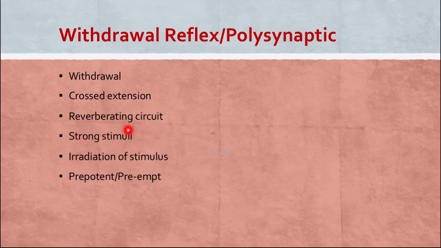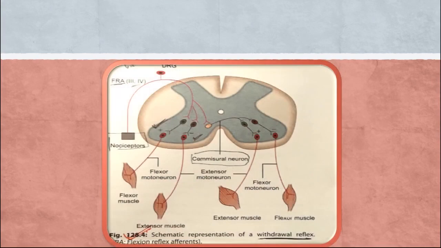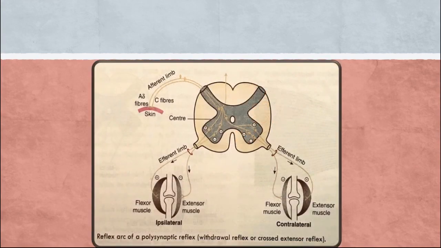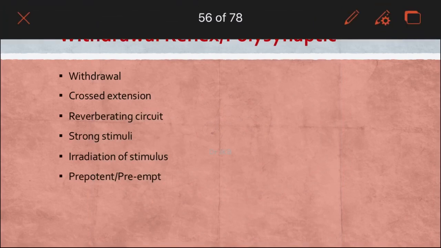First and foremost, it should be a strong stimulus, and that stimulus, though it is strong, needs to be irradiated, meaning spread out to the neighboring synapses. Okay, so let me give you an example. In the first lecture of this motor system, I said if you are in the kitchen preparing some food item, there will be 3 scenarios.